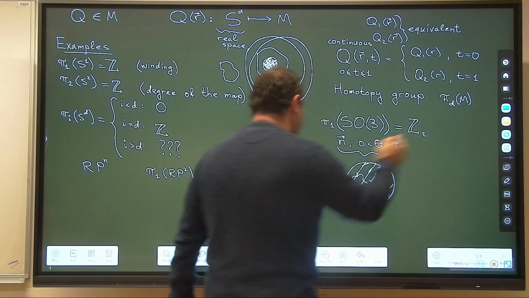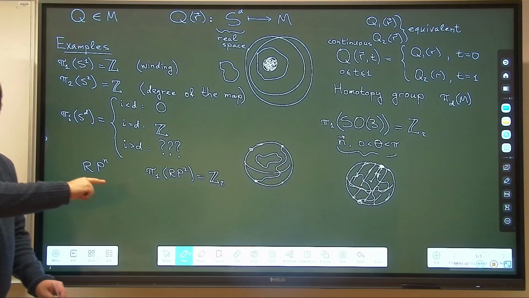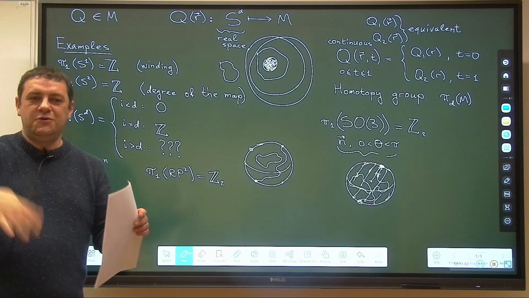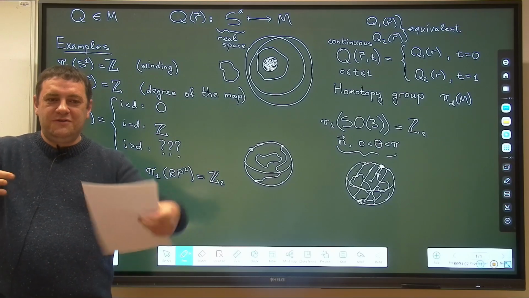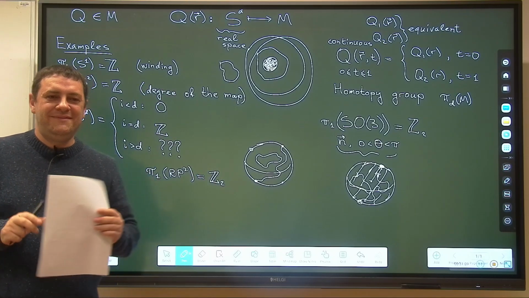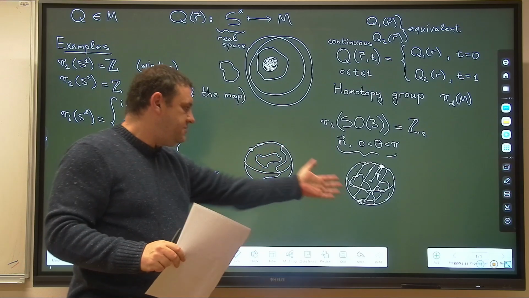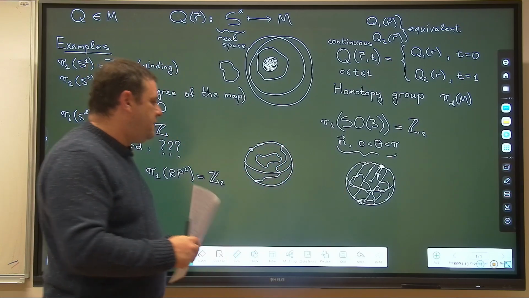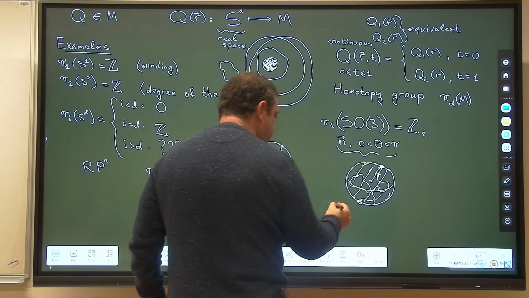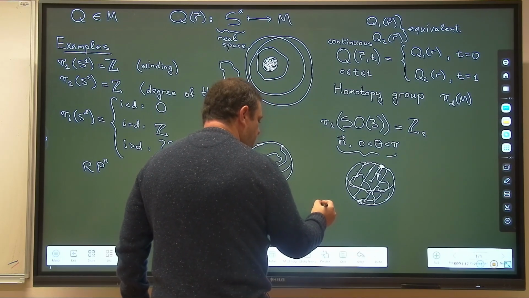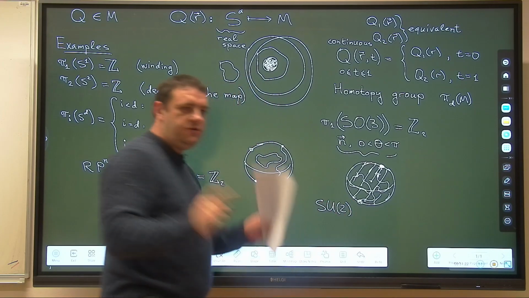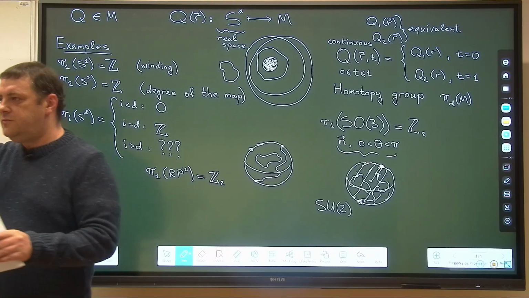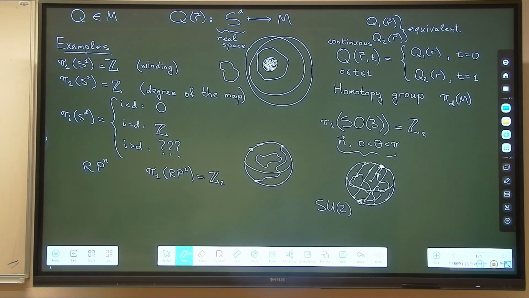It's very similar to what was here on the sphere, but now we also filled all the interior of the sphere. It's like RP2, but filled inside. It's the same story. And there is another question. What is the group SU2? SU2 is the unitary matrix 2 by 2 with determinant 1.